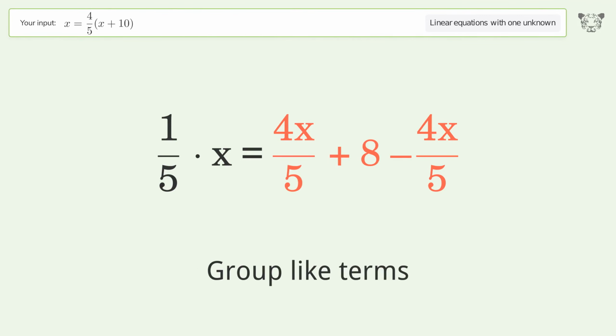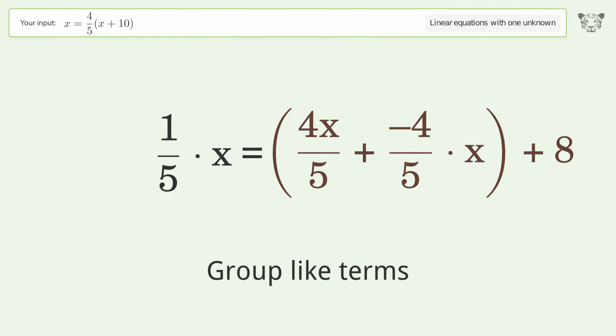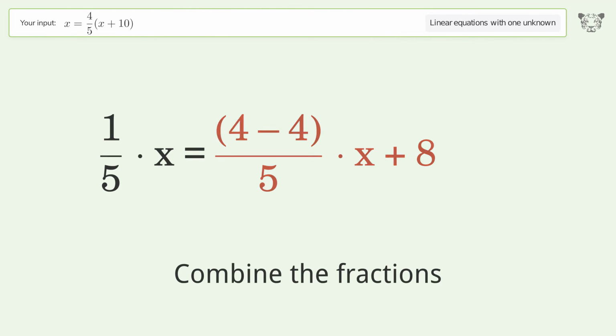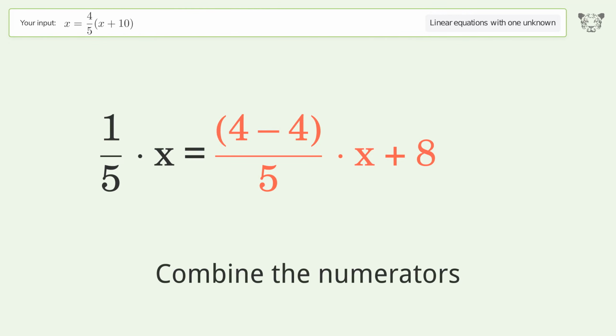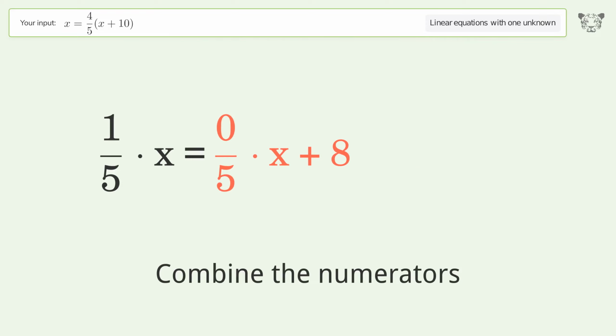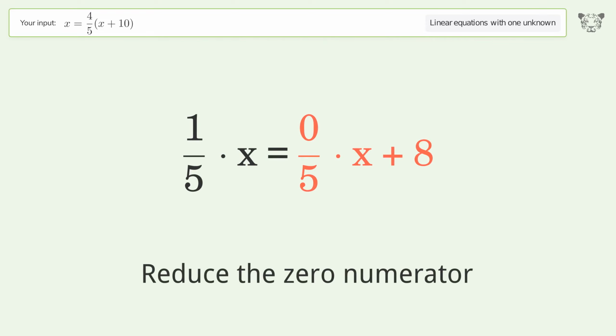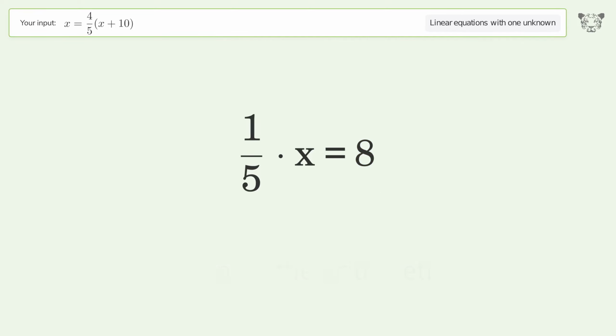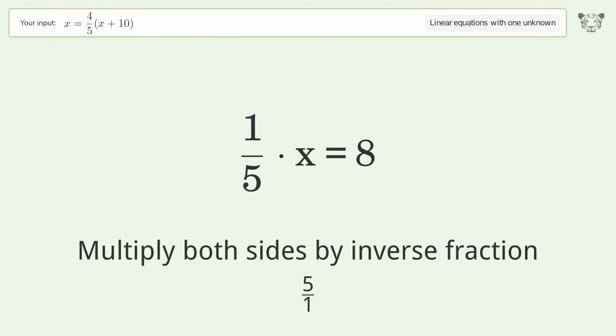Group like terms. Combine the fractions. Combine the numerators. Reduce the zero numerator. Simplify the arithmetic. Isolate the x. Multiply both sides by inverse fraction 5 over 1.